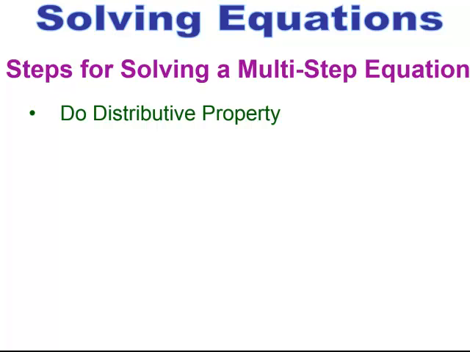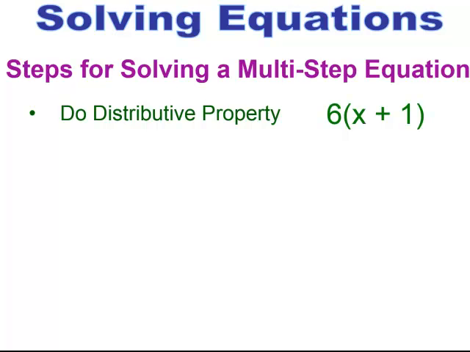So now when we're working with multiple steps in an equation, you want to follow this stepping process. So the first thing is if you have an equation that has parentheses in it, you need to do the distributive property first. So remember, when you have the distributive property, you're going to have a number attached to an expression, and you're going to have to take that number and multiply it to everything inside the parentheses. That's how you remove the parentheses.